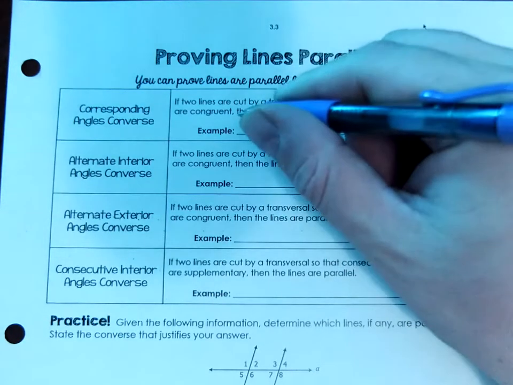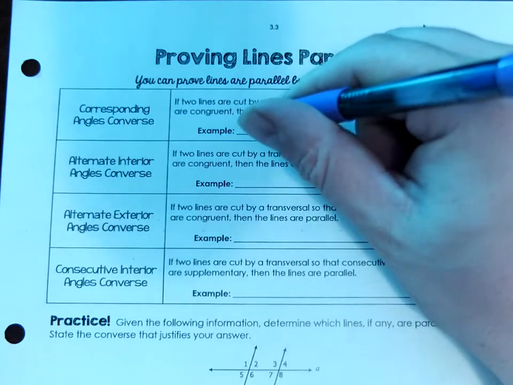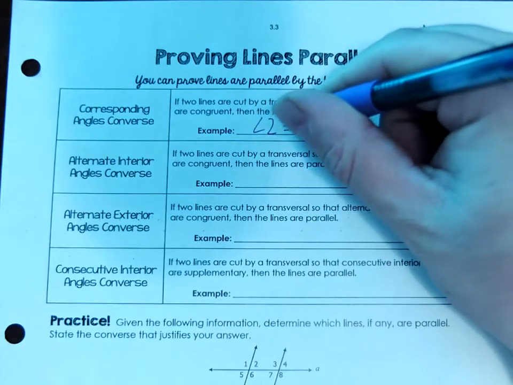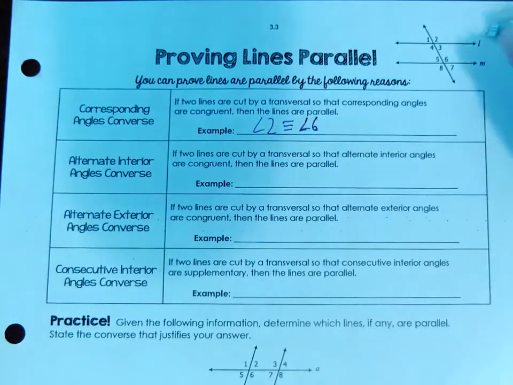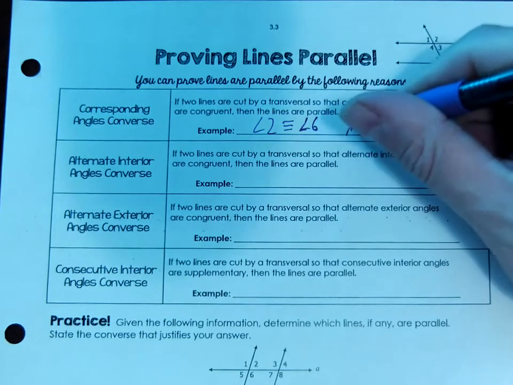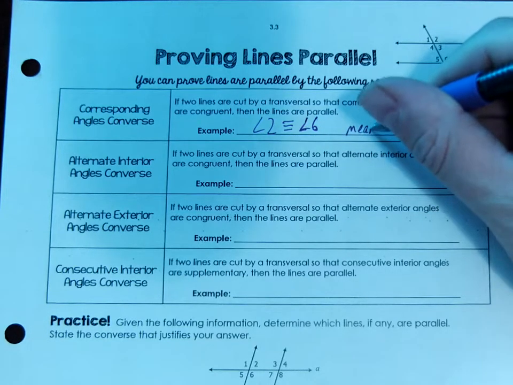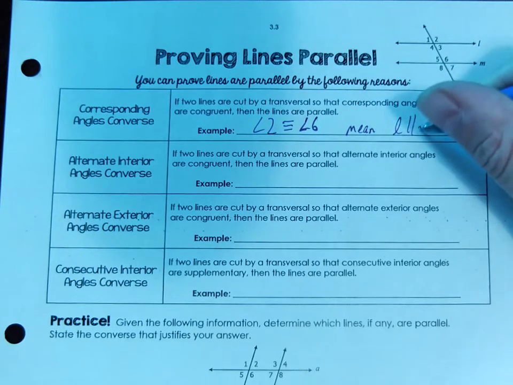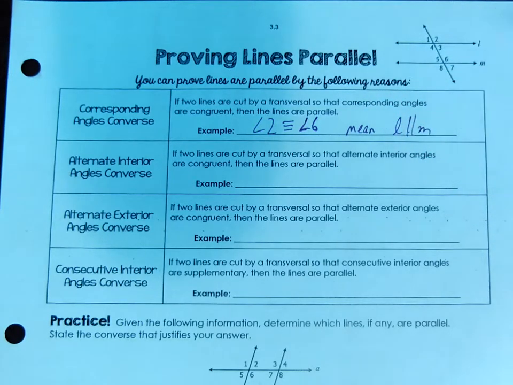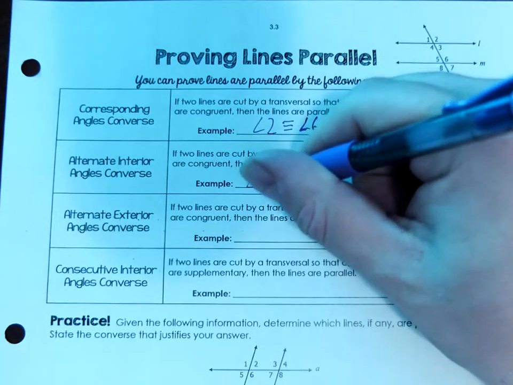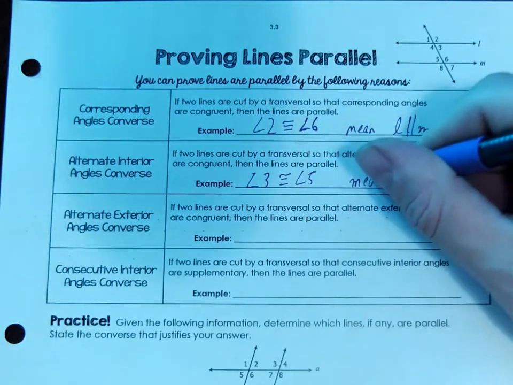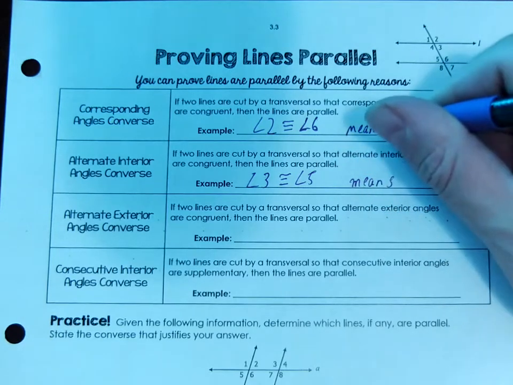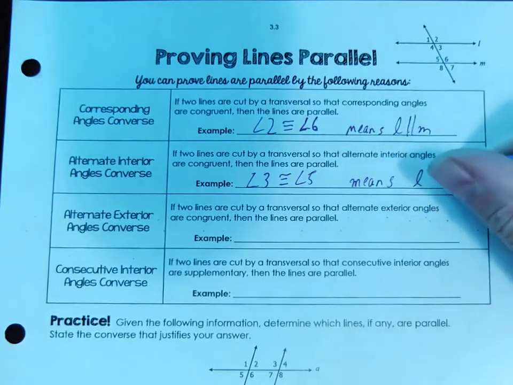An example here is corresponding angles converse. Let's say angles 2 and 6 are congruent. That would signify that L is parallel to M. That means lines L and M are parallel lines. Alternate interior angles converse here. Let's say angles 3 and 5 are congruent. Angle 3 congruent to angle 5. That would mean the same thing then. So basically, this would mean that L is parallel to M.